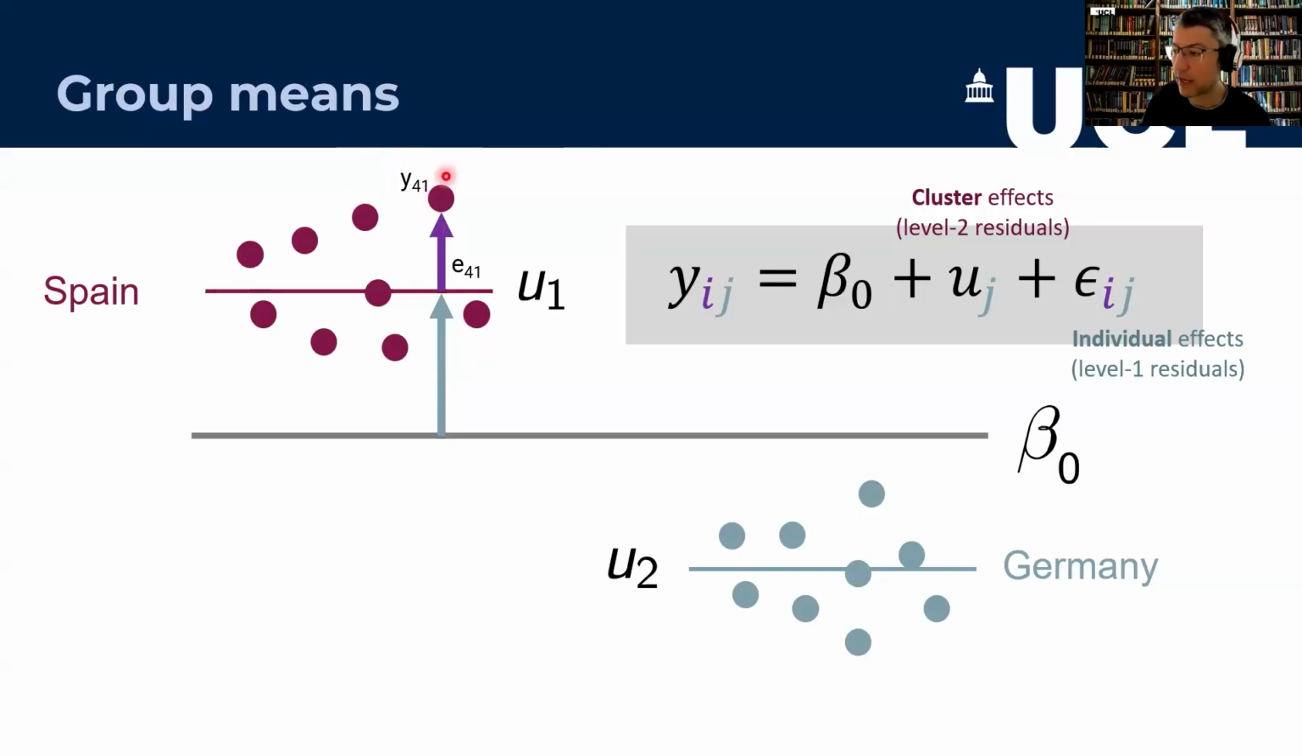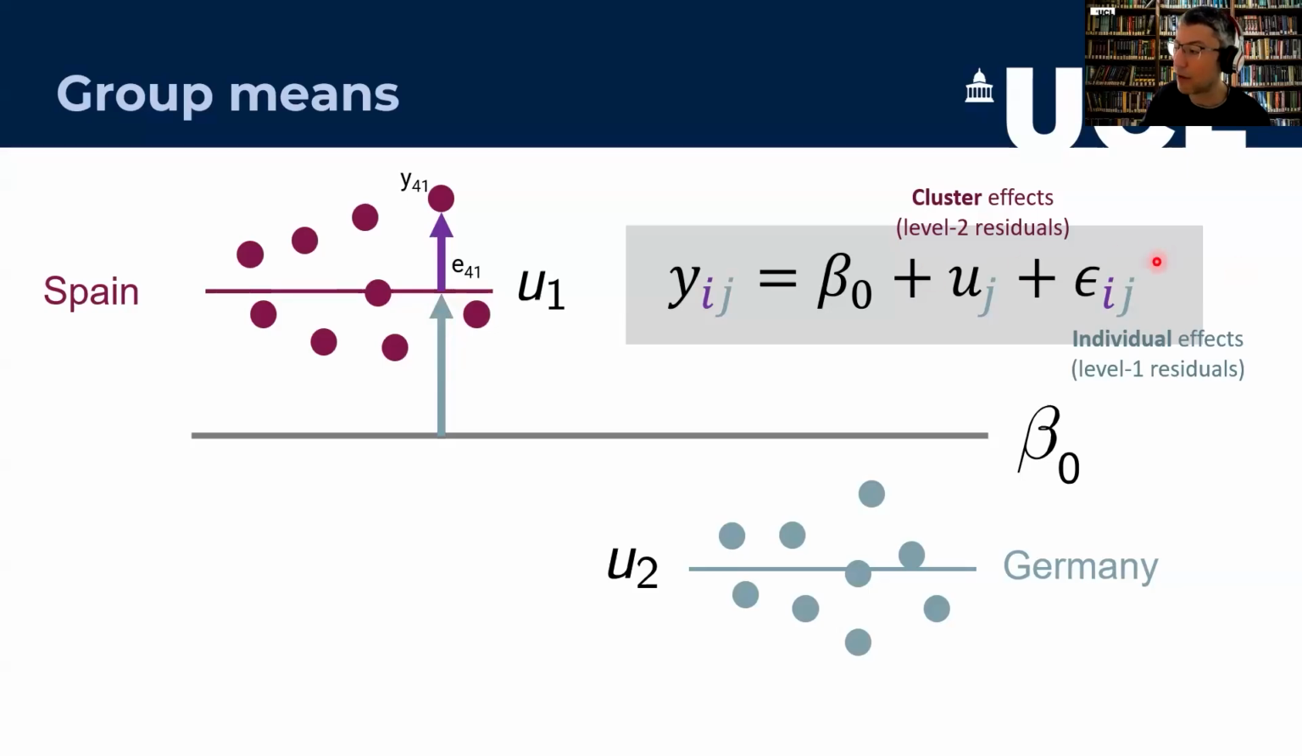So in this case, the distance and the error that we have between this observation and the average can be split into two parts. So the residuals here can be split into two bits of residuals. We would have the cluster effect, that is the level 2 residuals, that is the distance between the average observed in the country Spain and the overall average. So this would be the country residuals, or the level 2 residuals, or the cluster effect.